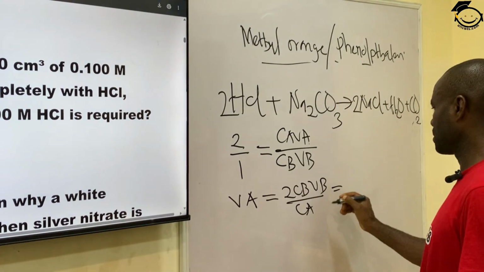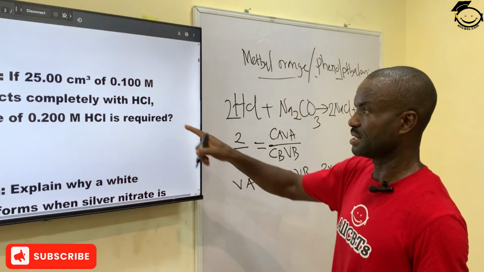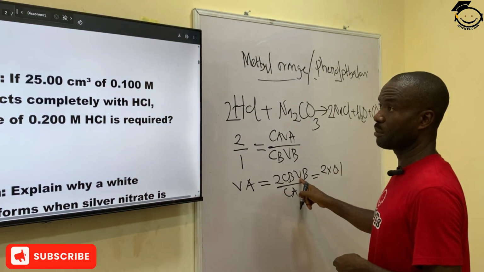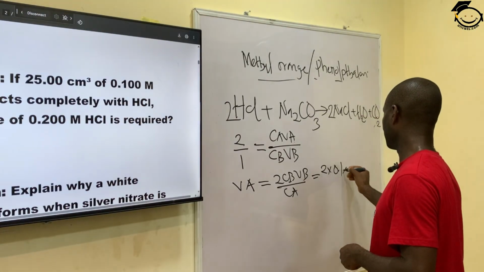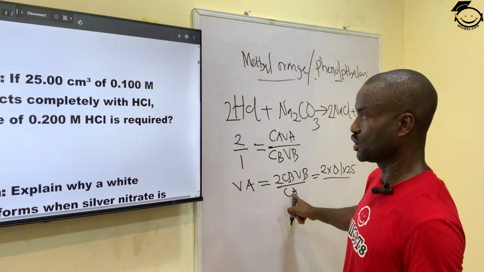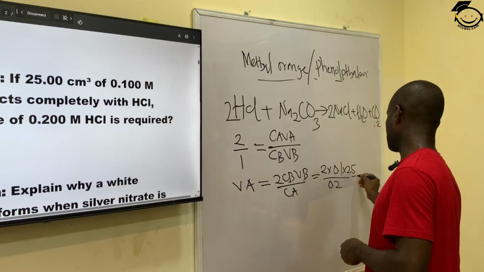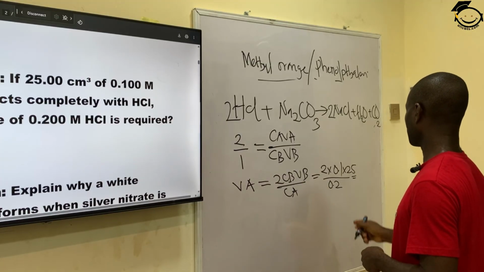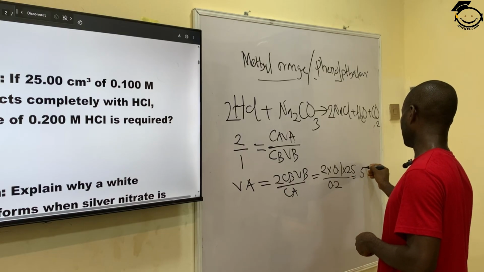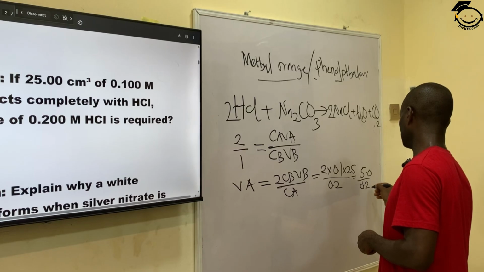So in this case, we have 2 times the concentration of the base, which is 0.1, times the volume of the base, which is 25, all over the concentration of the acid, which is 0.2. Solving this, multiply this with this, gives you 5.0 all over 0.2.